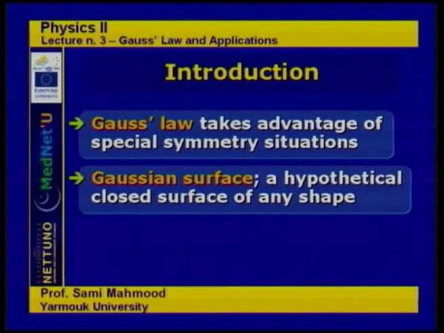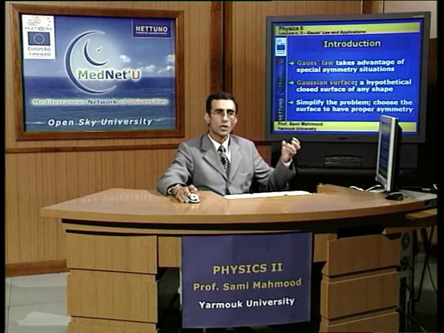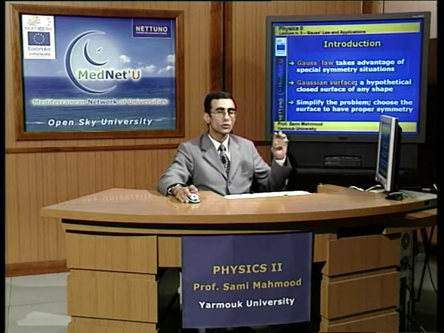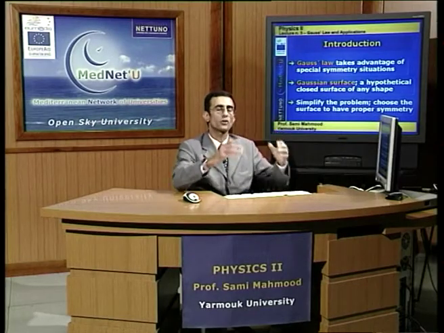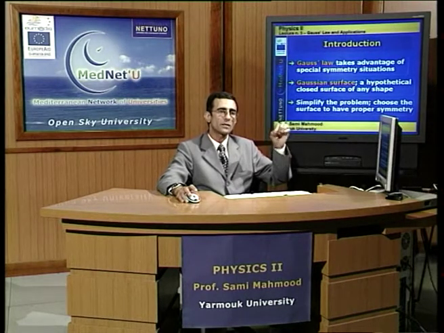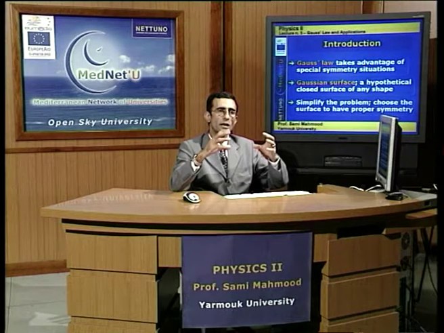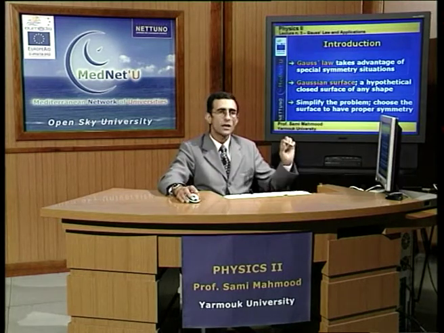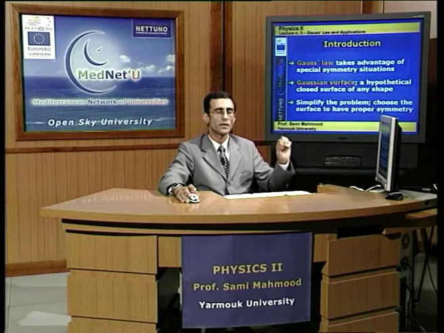The surface is called a Gaussian surface, and it can have any shape in general. But in order to simplify the problem, which is the reason for Gauss law to begin with, we have to choose the surface to have the proper symmetry that goes with the symmetry of the charge distribution itself, meaning the physical quantities that we measure over this surface, like the electric field, are constant. If the electric field at all points of that surface is equal in magnitude, then that surface has a special simple symmetry that allows us to calculate the electric field in a simple manner.